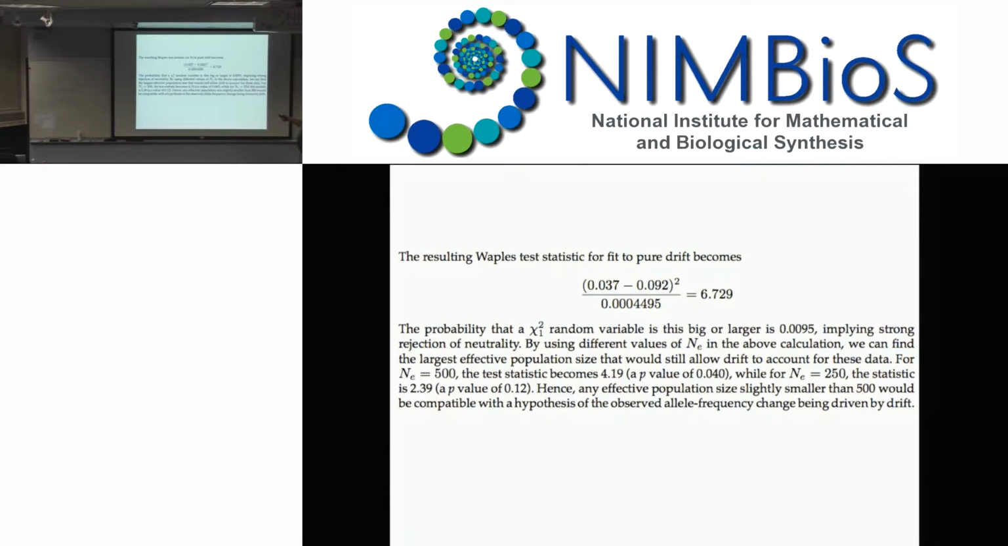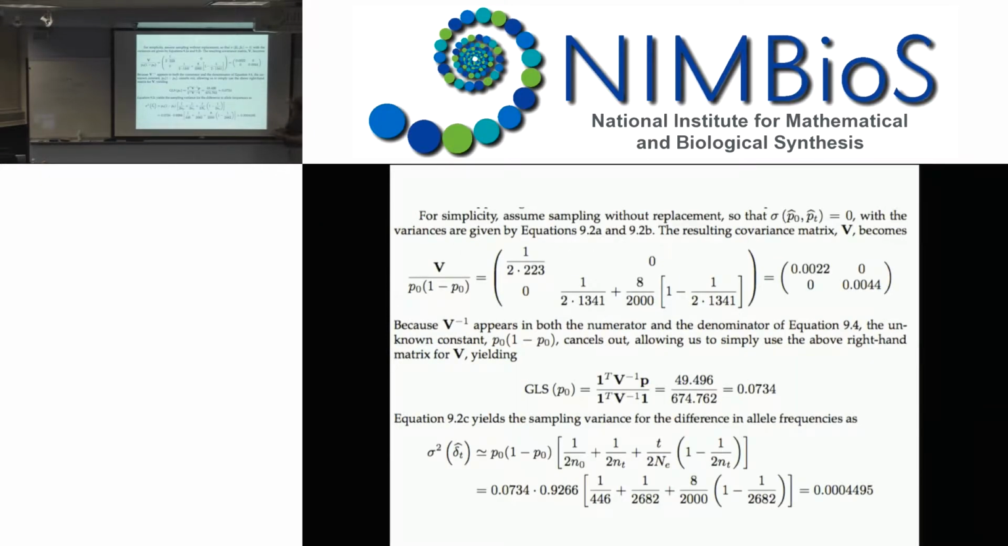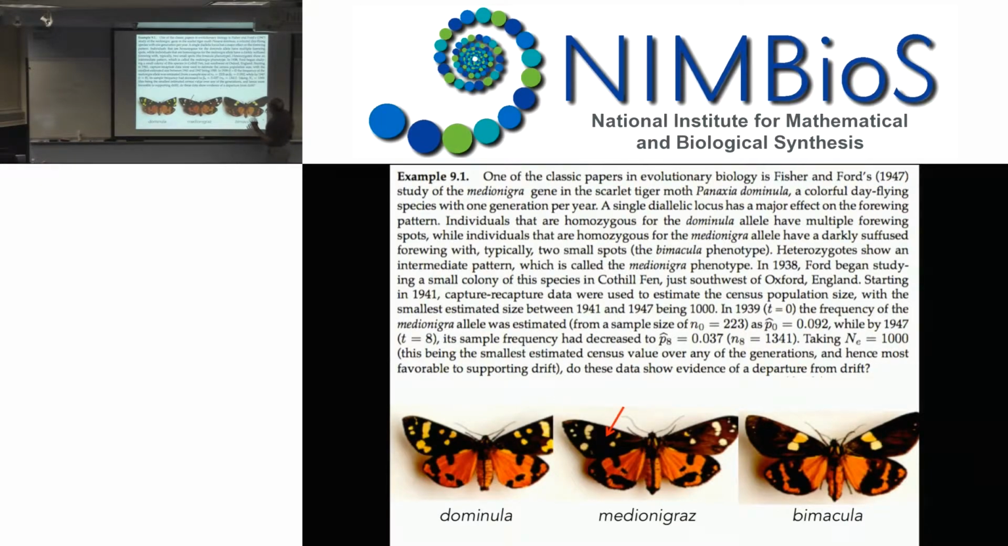This is a chi-square value of close to 7. The probability of a chi-square bigger than that is less than 1%. That implies a strong rejection of neutrality. Now that rejection arose because I made this assumption, that the effective population size is 1,000.